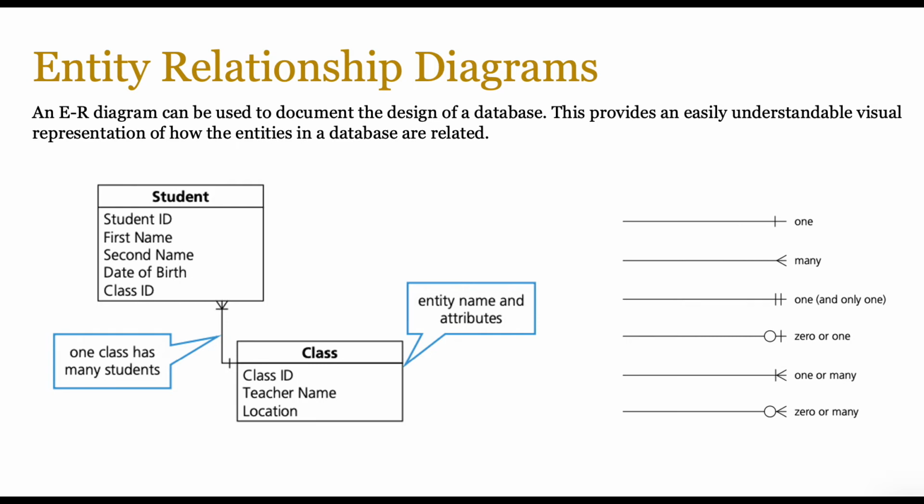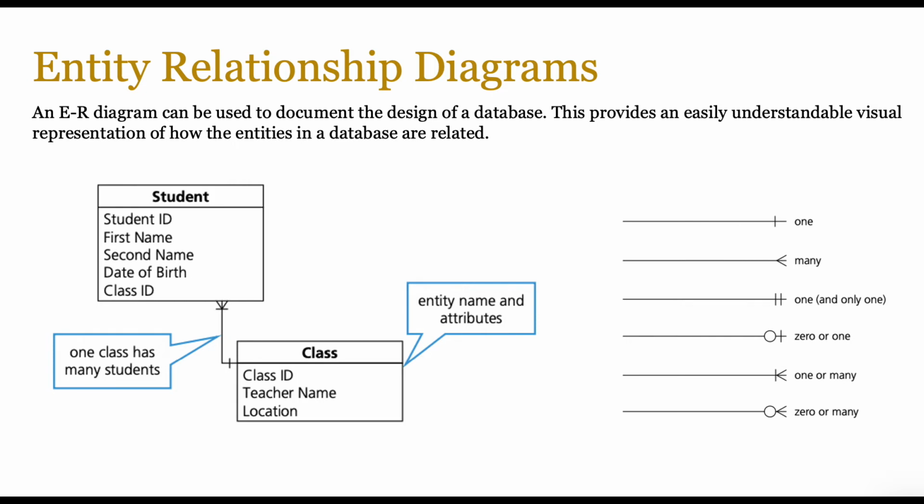Now, if you want to represent the relationships between the diagrams, there are a number of different ways that you can represent them. On screen to the right-hand side, you can see how we represent one-to-one relationships, many-to-one, and zero-to-one, and so forth.